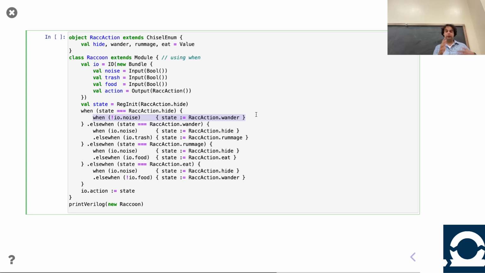So I don't have to bother saying current next equals old state. Default? No, it's already handled. If I didn't change state, state maintains its prior connection. That's one nice thing about registers. Yes.